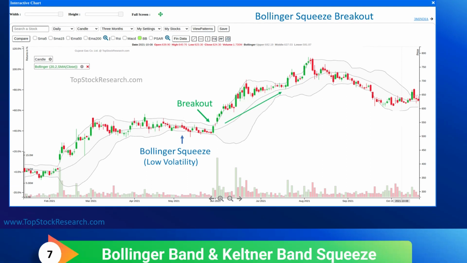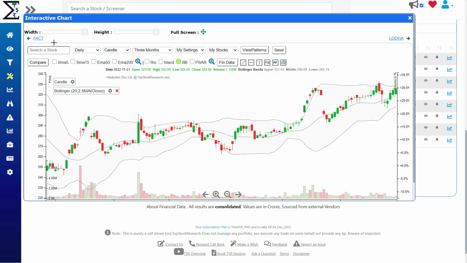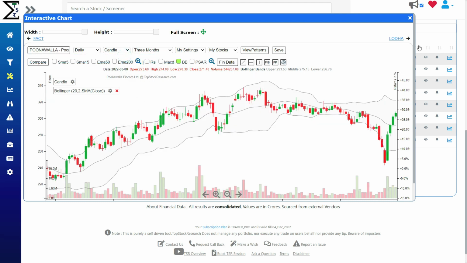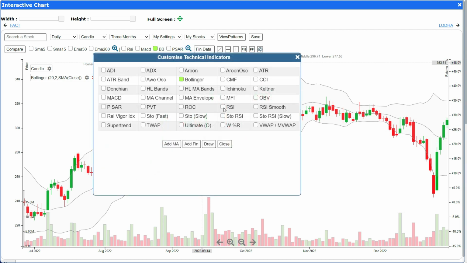So the next one is basically mixing multiple bands together, right? Mixing multiple bands together to find the squeeze. So if you see typically, right, somebody mentioned Poonawalla. Okay, so if you see, this is Poonawalla stock, right? So you see that this is one band, right? And then when we plot another band on top of it, which is called Keltner band.